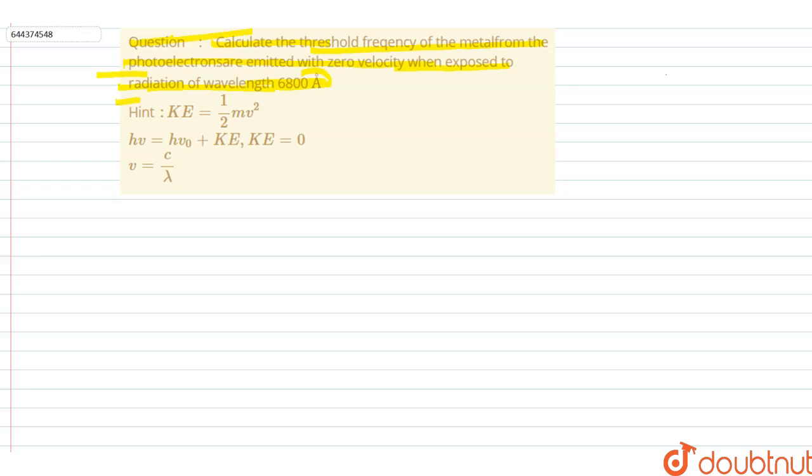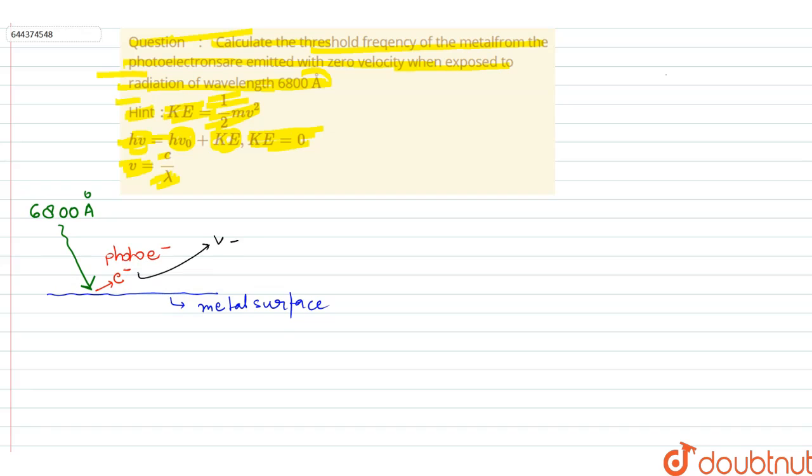So we have been given some hint. In the hint we have been given the formula of kinetic energy, that is equal to half m v square, and we have been given one more formula, that is h nu is equal to h nu naught plus KE. Nu naught is threshold frequency, KE is kinetic energy, and kinetic energy has been given 0 here in the question itself, and we have been given the formula of frequency, that is nu is equal to c by lambda. So let us see how we can solve this question and what will be our approach.